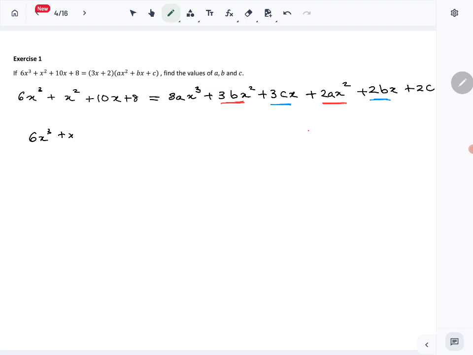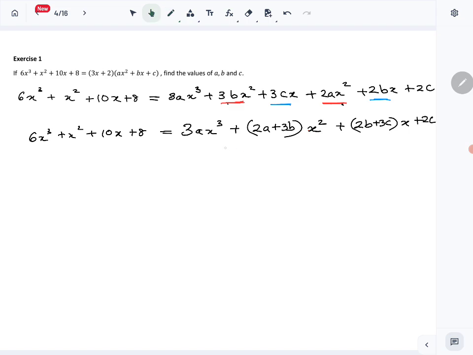So then we have what, 6x cubed plus x squared plus 10x plus 8 is equal to 3ax cubed. Combine the x squared term, so you will get (2a plus 3b) x squared. Then combine the x term, so you will get (2b plus 3c) x plus 2c. Right. Now the right hand side is in standard form of a polynomial, and it's also a degree 3 polynomial. It is equal to the left hand side degree 3 polynomial. So we can now start comparing coefficients and get the answer.